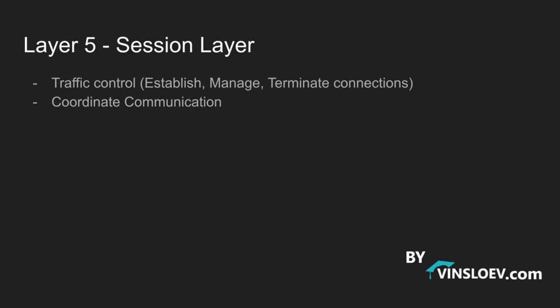Then we have layer 5, which is the session layer. This is the layer that is controlling our traffic, meaning that it is establishing, managing, and terminating our connection. It also coordinates this communication and takes charge of how much we are allowed to send and when we are allowed to send it. Whenever you are going online, it is the layer that is taking charge of establishing the connection when you are getting connected to something online. And it is also layer 5 that is in charge of terminating this connection, so that we don't have thousands of connections when we are done using them.